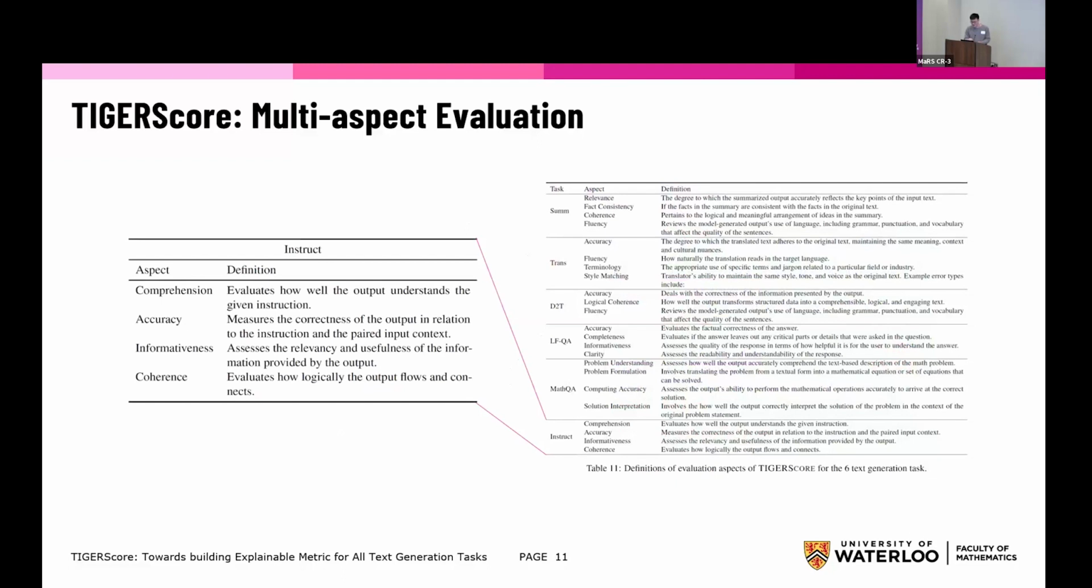We have included summarization, translation, data-to-text, long-form QA, math QA, and instruction following, all 6 tasks. And we have defined basically 3 or 4 aspects for each task. And this is an example of instruction following evaluation aspects. For example, for instruction following, we want to evaluate comprehension, accuracy, informativeness, and coherence. Basically, the definitions are as you can see in the table.